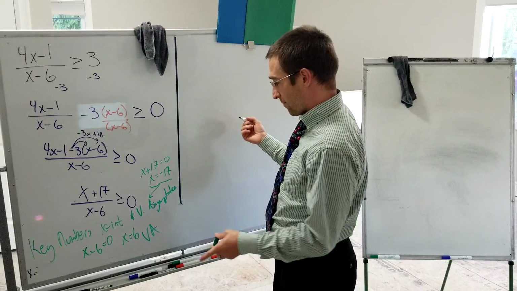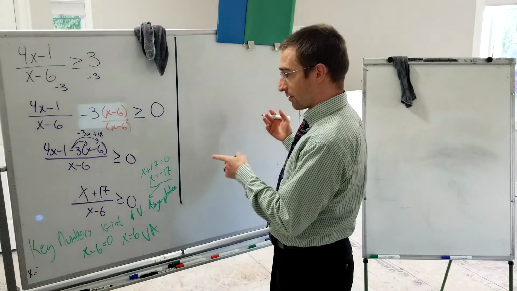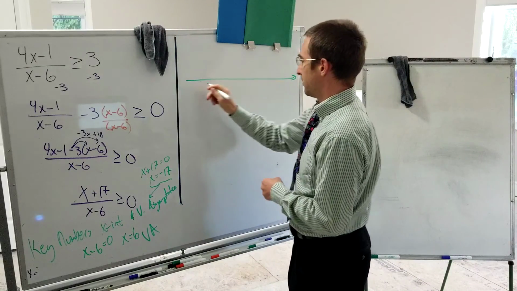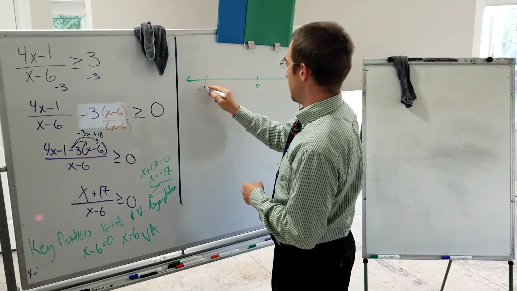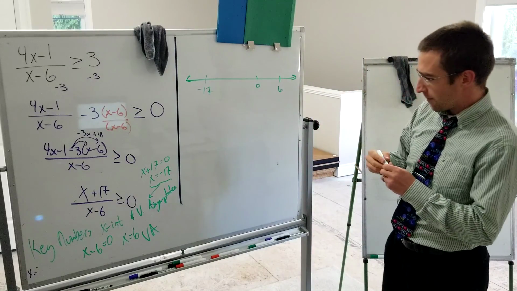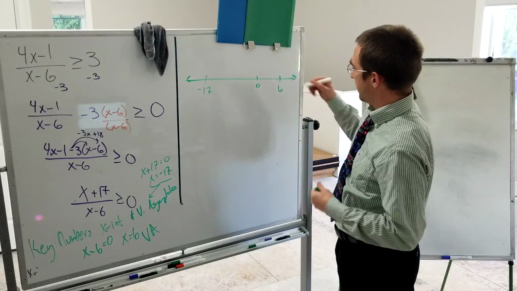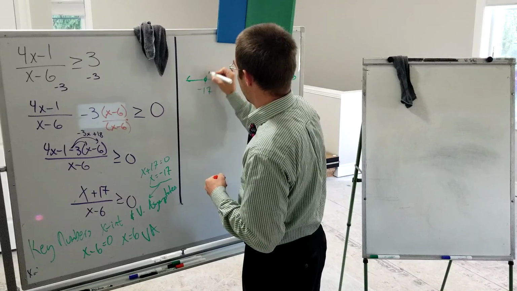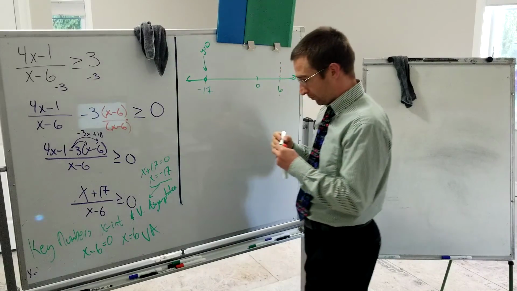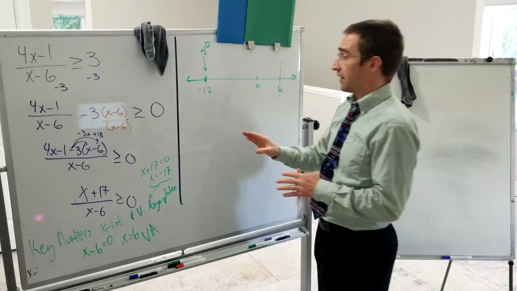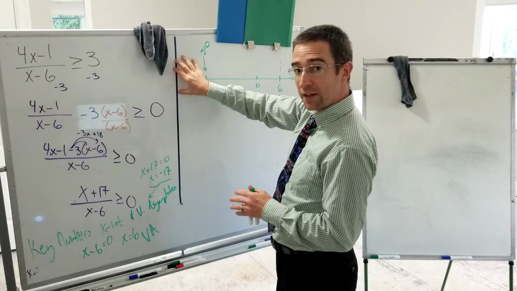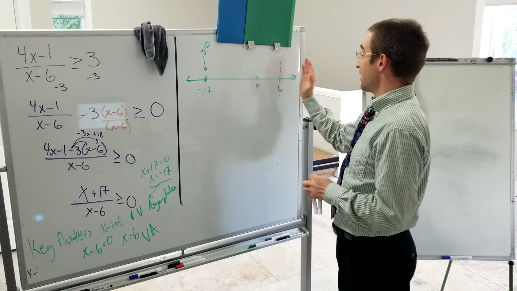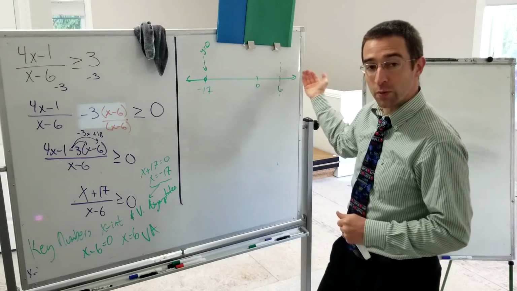So basically, we've got 6, we got negative 17. Let me draw out this number line here. We have 0, negative 17, and 6. So we know right here at 6, we have a vertical asymptote, and at negative 17, y equals 0. Now what we need to do is find out, is it positive or negative on the left of negative 17? Is it positive or negative on the right of negative 17, but less than 6? And is it positive or negative when we go to the right of 6, or when we're larger than 6?